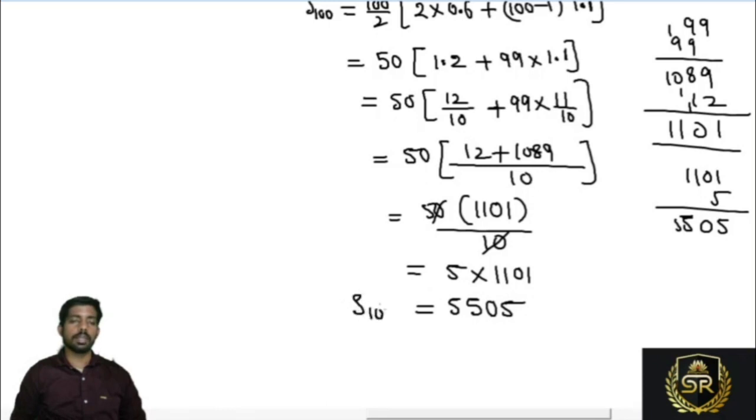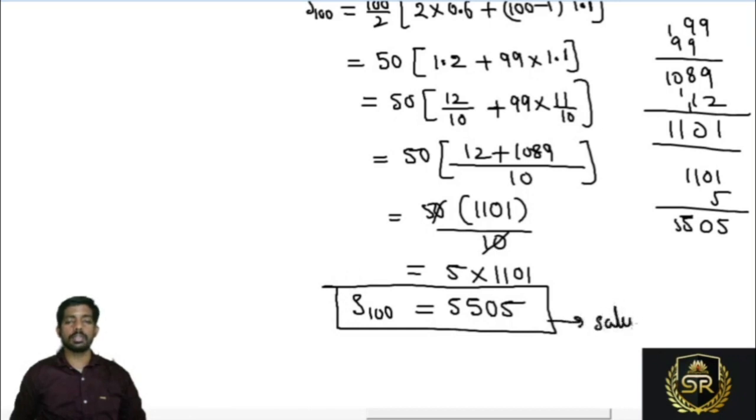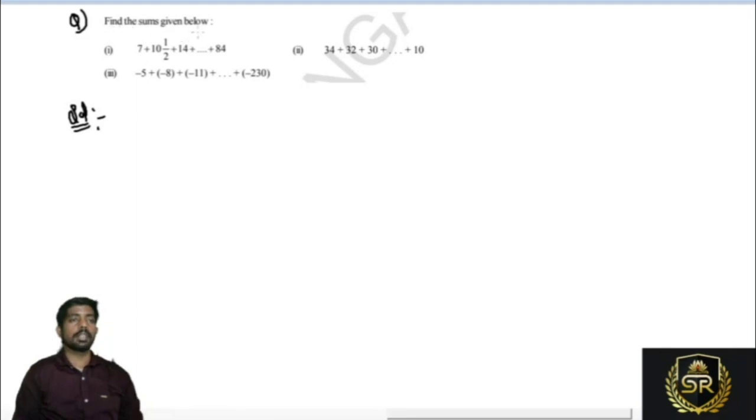Therefore this is the sum of 100 terms. Sum of 100 terms with the result is 5505. That's all. This is the solution. Okay, that's all. So here given, find the sum given below.